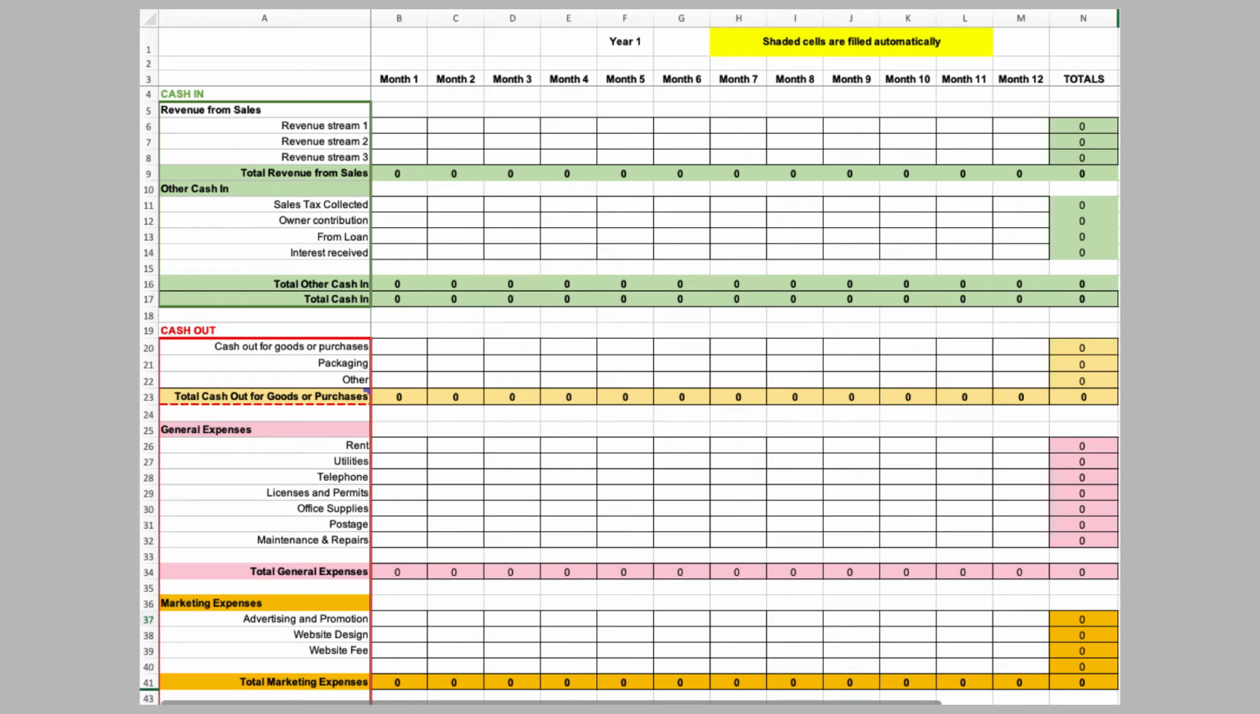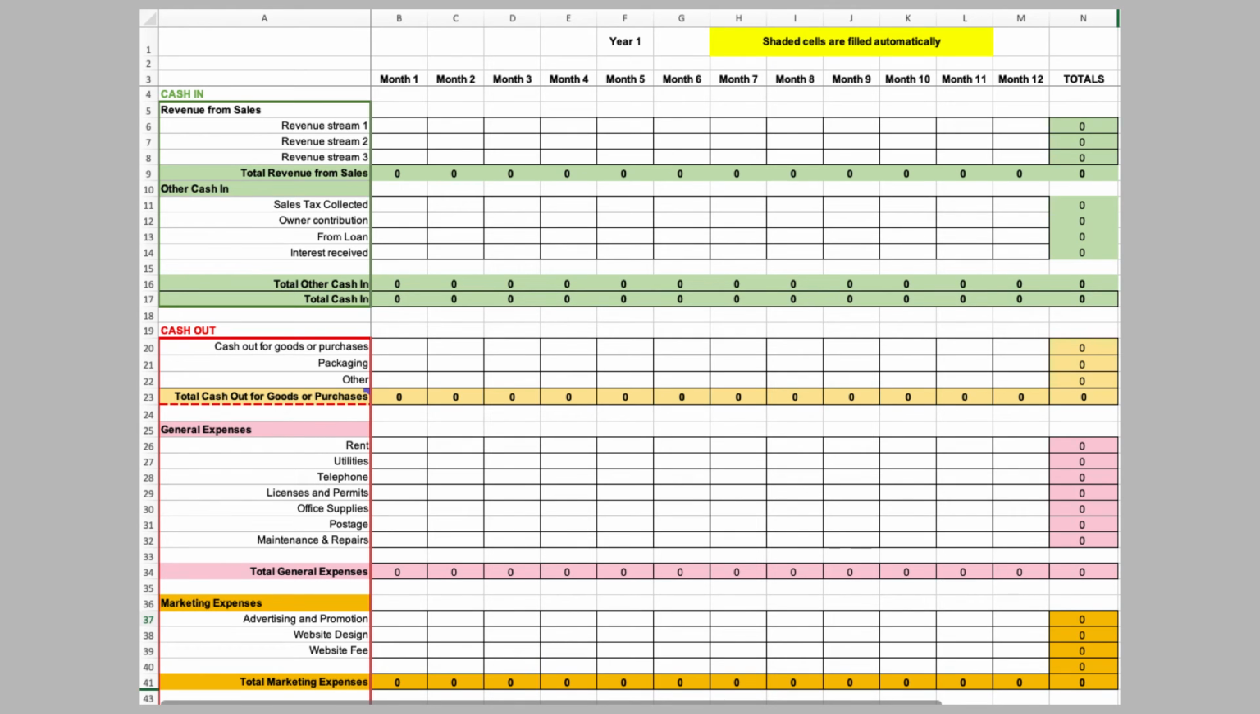I've also broken out packaging because that's a variable expense. Any variable expense would go in here and be part of this cash out for goods, if you want to think of it that way. But I've broken out packaging here in case you want to make that a separate line item. Again, the total cash out for goods or purchases is on line 23, and it's the shaded orange there. Then we go into operational expenses. The first section is general expenses. This includes rent, utilities, telephone, licenses and permits, office supplies, postage.